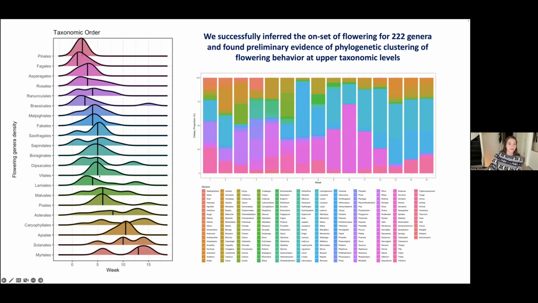We also looked at flowering genera density at upper taxonomic levels. So these ridge plots over here indicate how many genera within that taxonomic order started flowering during that week. And what we can see here is there's some preliminary evidence of phylogenetic clustering of flowering behavior. Now, because this is only a single monitoring program, so a single year at a single site, we can't draw that conclusion more broadly, but it suggests that we may see this trend in other future monitoring programs, and that there could be some phylogenetic basis to flowering time within plant families and orders.